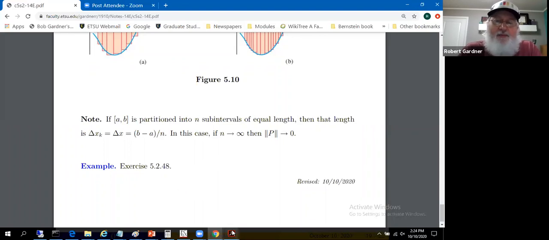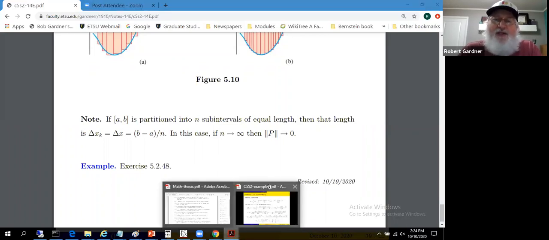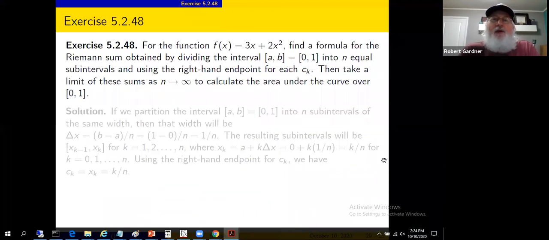One last example, actually quite similar to the one we just did. Consider the function f of x equals 3x plus 2x squared. Find a formula for the Riemann sum obtained by dividing the interval [0, 1] into n equal subintervals using the right-hand endpoint for each c sub k. Then take a limit of these sums as n approaches infinity to calculate the exact area under the curve over this interval.